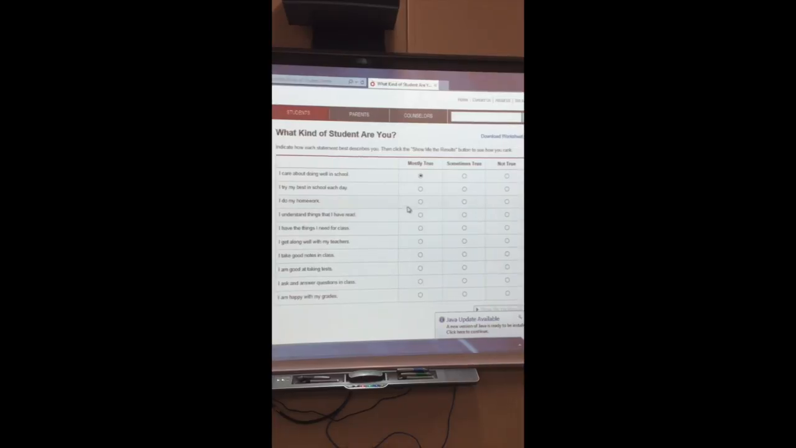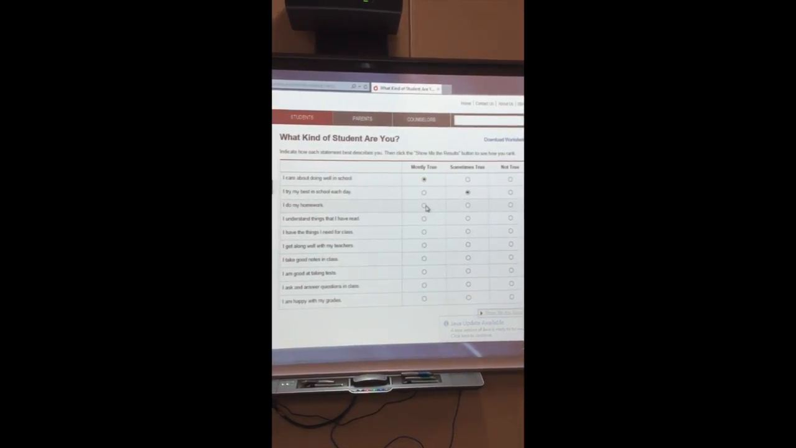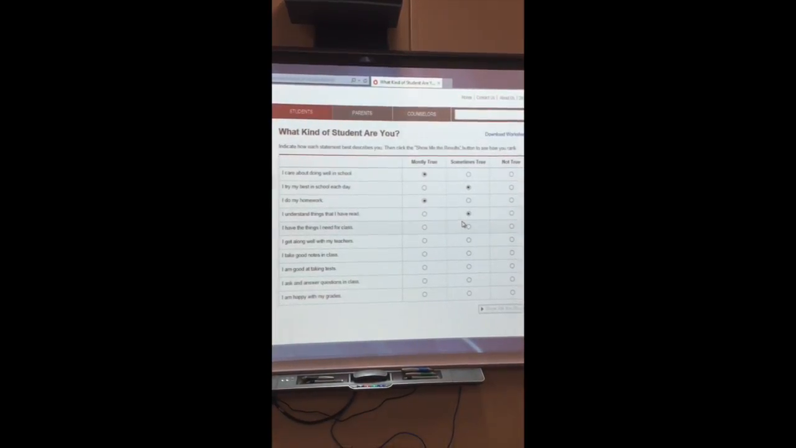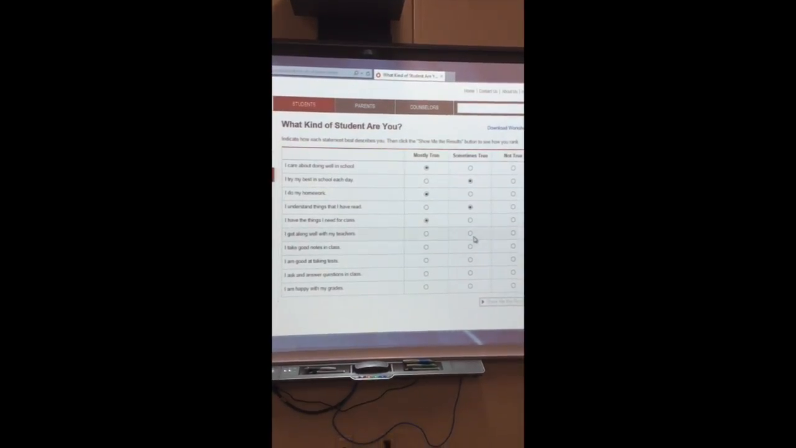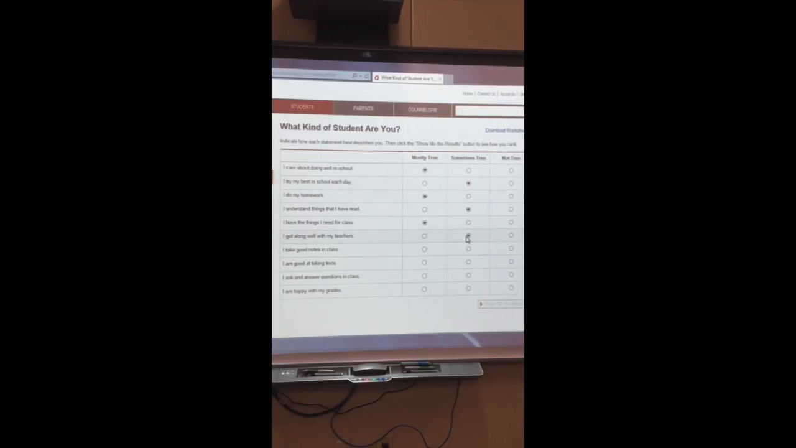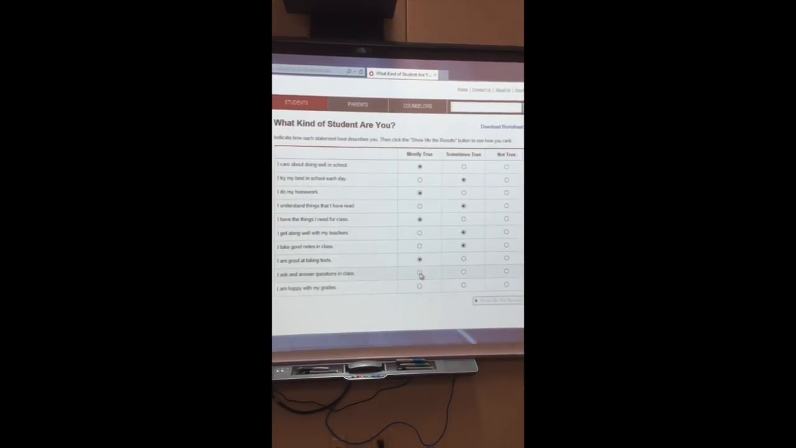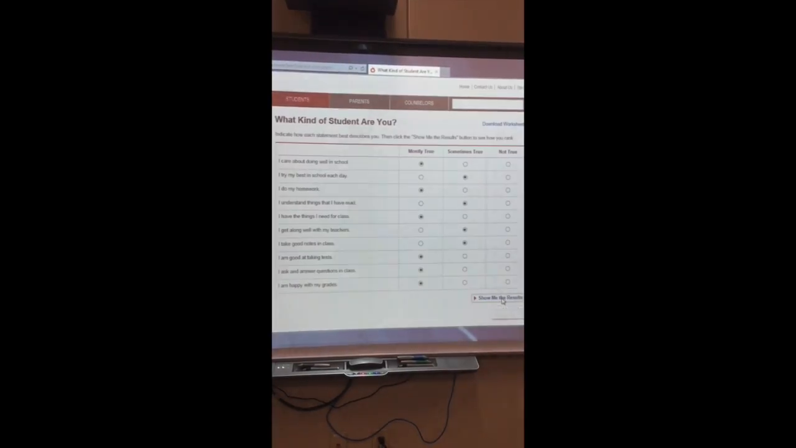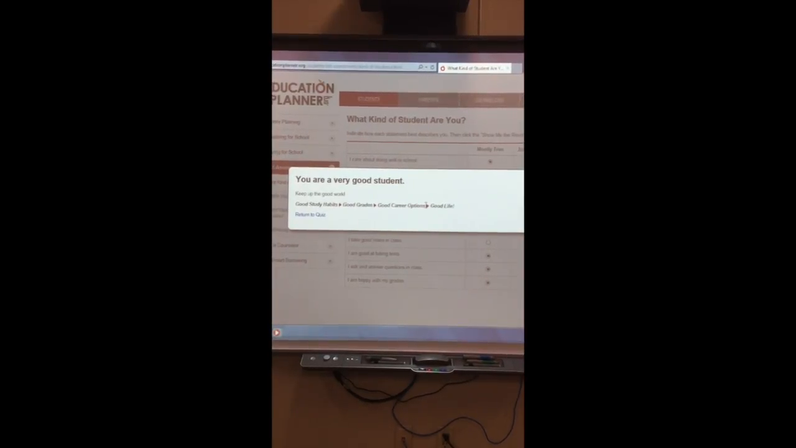I try my best in school each day. I do my homework. I understand things that I have read. I have things I need for class. I get along well with my teachers. I take good notes in class. I'm good at taking tests. I ask and answer questions in class. I am happy with my grades. And this student is a very good student. Great job, everybody.